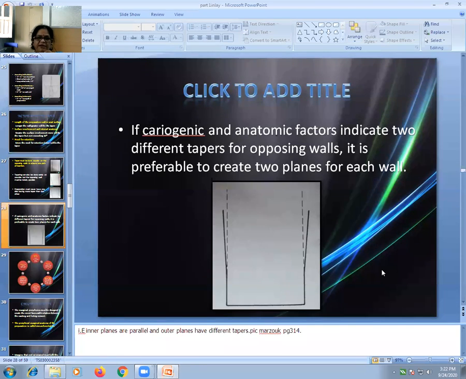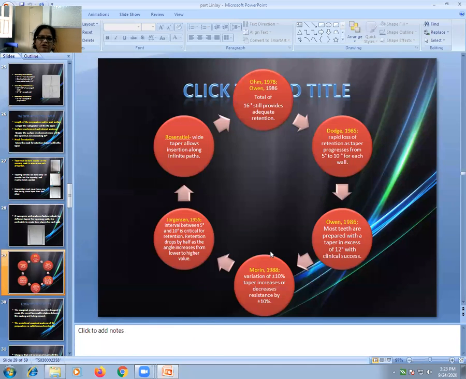And whenever there is more caries spread, if the carious and anatomical factors are there on the opposite wall, you will prefer to create two planes. If there are wide cavities, wide caries, in that case you can keep the base perpendicular or parallel to each other. Later you can give the taper. So this will also give longevity to the tooth structure.